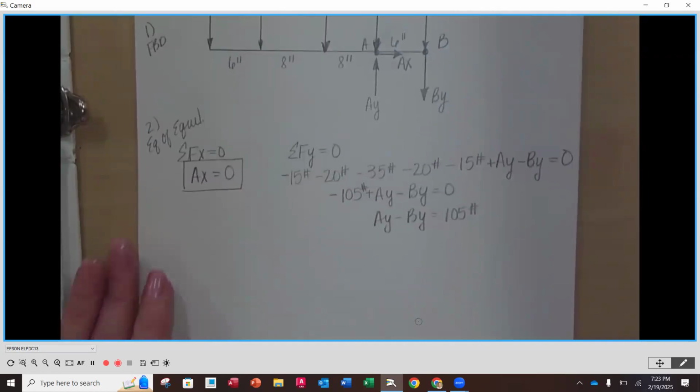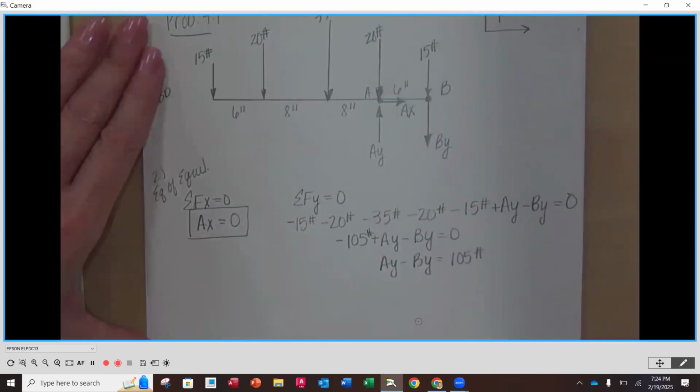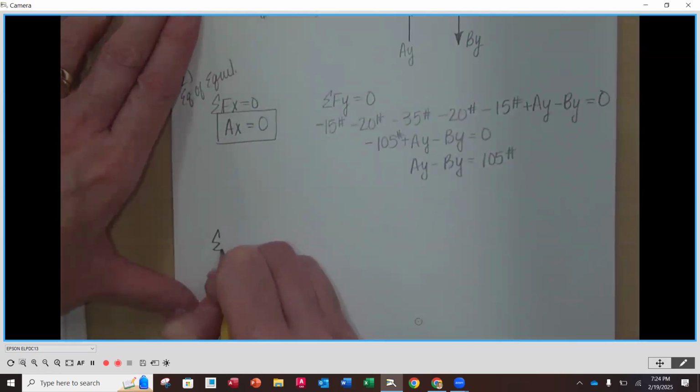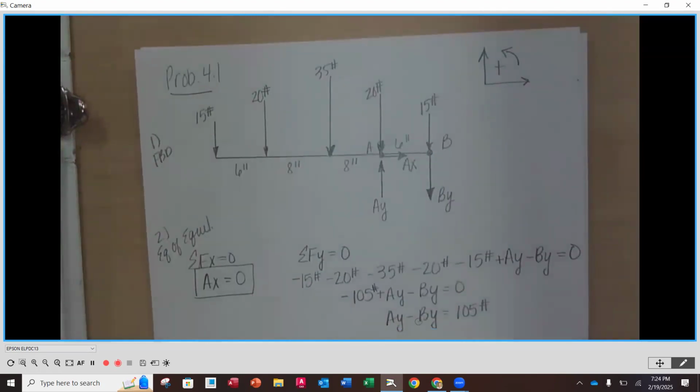All right, that's as far as we can go with that one, right? But we're not worried. We've got one more equation of equilibrium, don't we? We have sum the moments, all right? Sum the moments. What do we want to sum around? Our 2 unknowns are Ay and By.